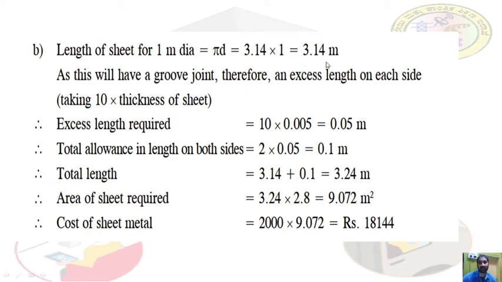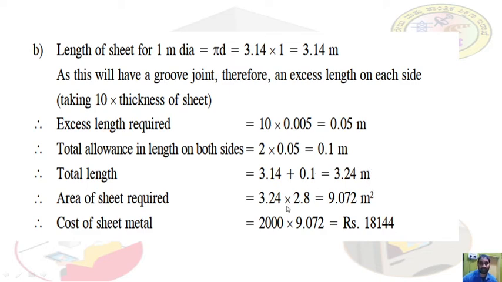sheet is required, but lengthwise we are making the joints by means of groove joints. We are joining this sheet by groove joints. Therefore 10 times the thickness of the sheet is required along the lengthwise. We have to add this material in order to make the groove joint for joining purpose. So 10 into thickness of the sheet, 0.05, is 0.05 meter on one side, and since we require it on both sides, multiply by 2. So 0.1 meter extra sheet is required lengthwise. Add this to 3.14, that will become 3.24.